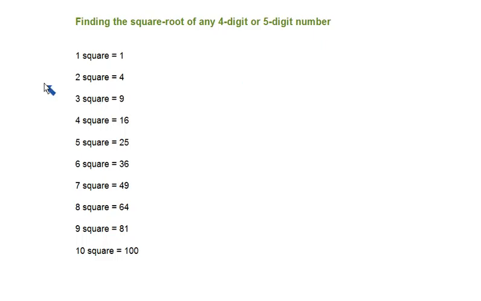To do this, you first remember this table. That means 1 square is 1, 2 square is 4, 3 square is 9 and so on up to 10 square, which is 100. So with the help of this table, we would be finding the square root of any 4-digit or 5-digit number very easily.